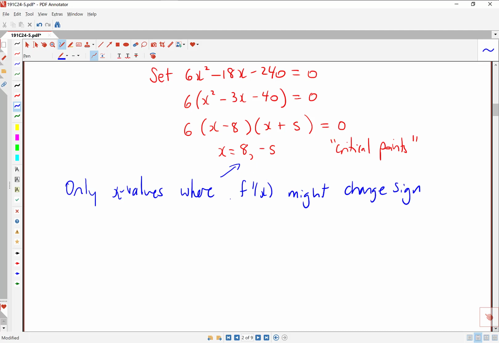Or in order for it to go from negative to positive, it would have to go through 0. So these critical points are the only x values where f prime of x might change sign. But the caution is that the sign change is not guaranteed.